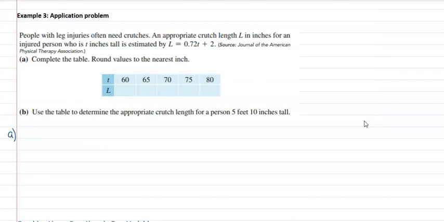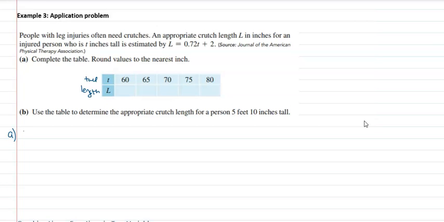Okay, so this next problem is just a real-world problem with data from the PT Association. People with injuries need crutches. So an approximate crutch length in inches for an injured person who's t inches tall. So in other words, there's a formula to figure out what length crutches you need depending on how tall you are. So it looks like t is how tall they are, and L is the length of the crutches. So make sure you understand both variables before you get started. All right, then we're supposed to fill in the crutch length that each of these height of people need.